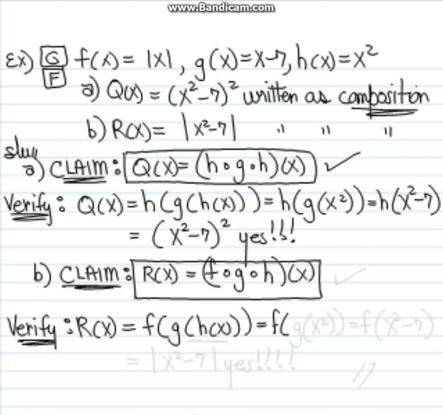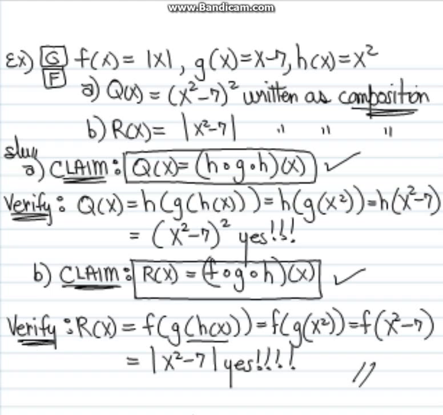Replace h of x with what it's equal to, x squared. Now evaluate the g function with x squared. We get f of x squared minus 7. Now run it through the f function, and we get the absolute value of x squared minus 7, which is indeed r of x. So my advice is that you just go out on a limb, make a guess, test it. If it doesn't work, try another guess. Keep doing that until it works. You'll get good at it after a while.